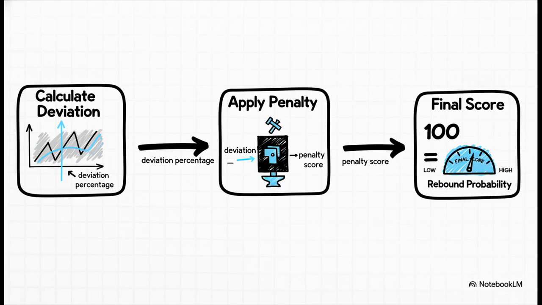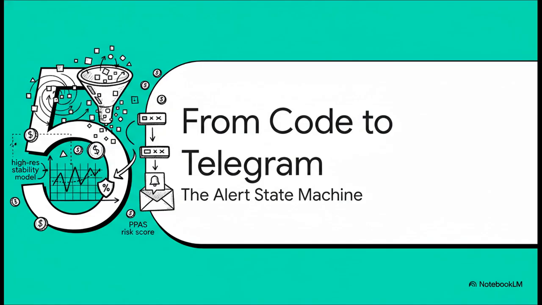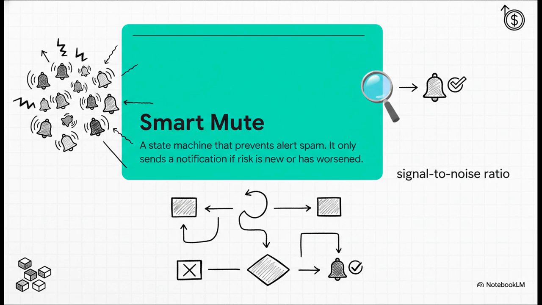Simple, but it works. So, the algorithm has scanned the market, it's applied its fancy stability model, and it's calculated a final risk score for 40 coins. So what happens next? The final piece of the puzzle is turning all that data into a useful and, importantly, non-annoying notification for the user, and that's handled by what's called a state machine. The system uses this great feature called Smart Mute.